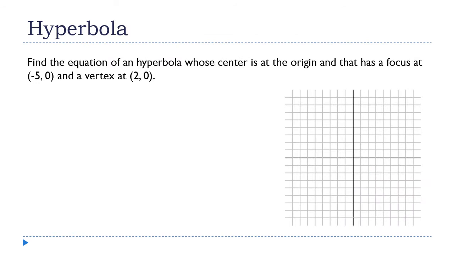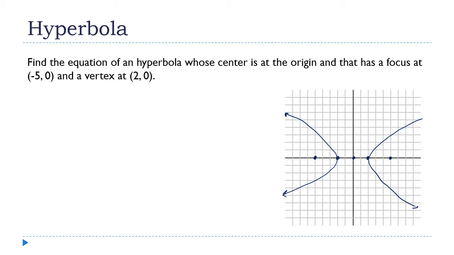So let's take a look at this. I want to find the equation of a hyperbola whose center is at the origin, that has a focus at negative 5, 0, so 1, 2, 3, 4, 5, 0, and has a vertex at 2, 0. Well, remember, these things are all symmetric. So if there's a vertex at 2, 0, there's another one at negative 2, 0. And if there's a focus at negative 5, 0, then there's another one at 5, 0. And you notice, just like with an ellipse, the focal points are always inside the figure.